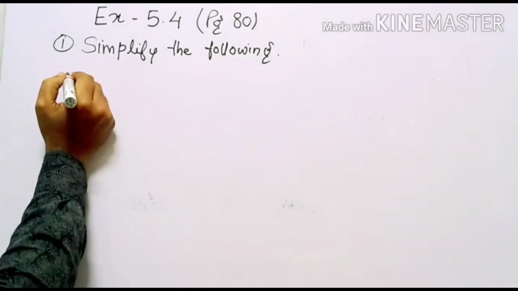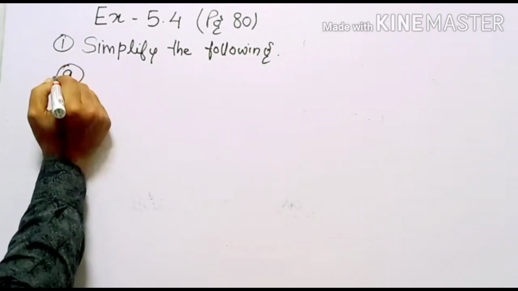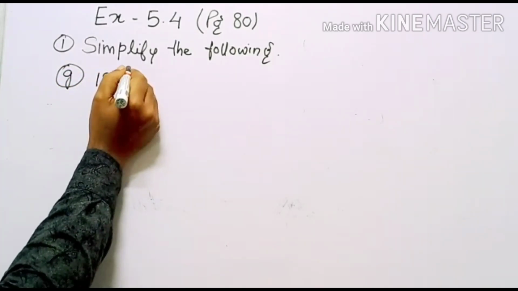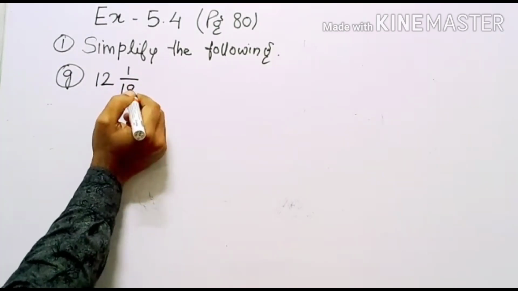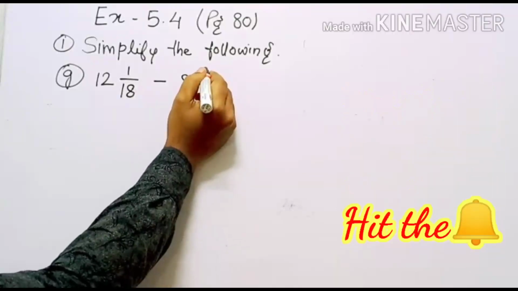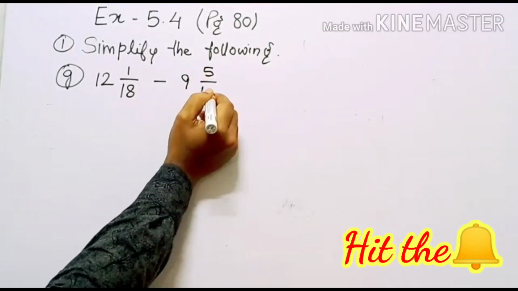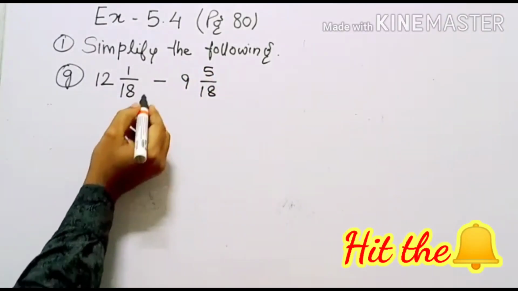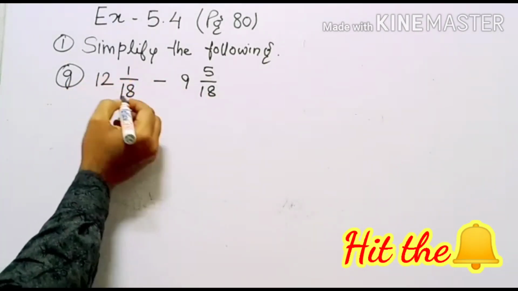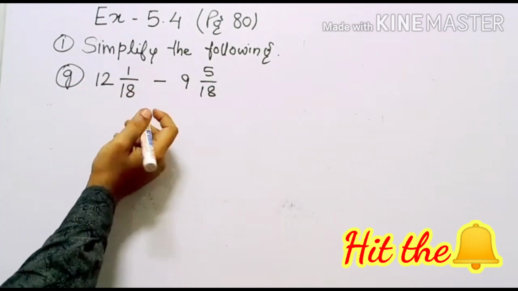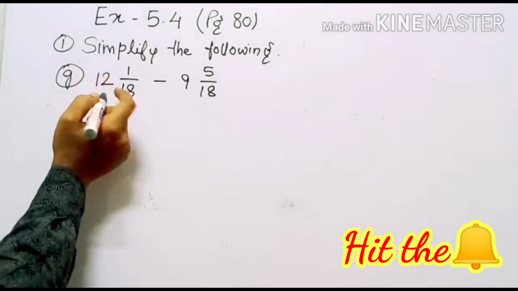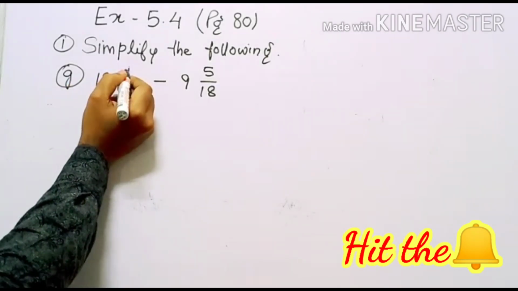Next sum, that is G. 12 1 by 18 minus 9 5 by 18. Now these two numbers are in mixed fraction and we have to convert these mixed fractions into improper fractions. First we have to multiply the denominator and the whole number, and the product of these two numbers, we have to add with the numerator.